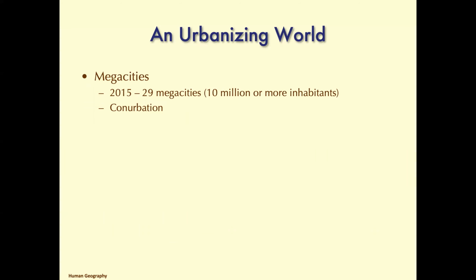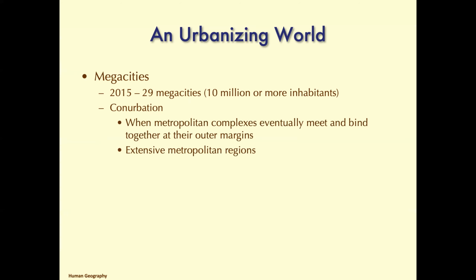Megacities: in 2015, there were 29. Those are cities with 10 million people or more. That's a lot of cities. There are over 600 cities in the world with 1 million people or more. That's significant, a big change from the early 1900s. And then there's this term called conurbation, which is when metropolitan complexes eventually meet and blend together. In the US, you can think of the whole Boston, Providence, New York, Philadelphia, Baltimore, Washington corridor, or I-95.